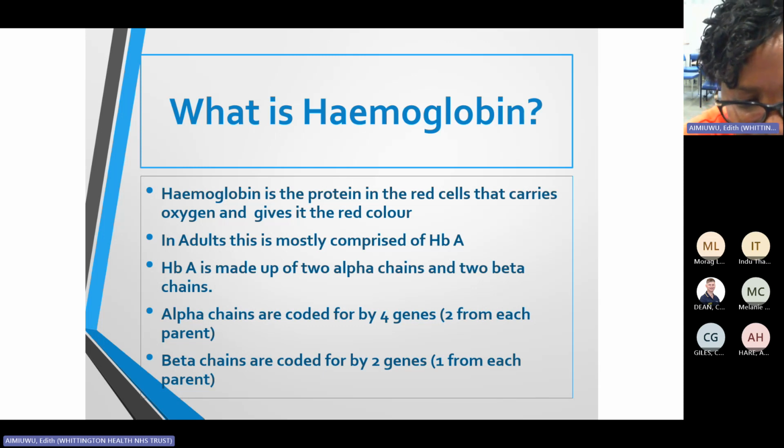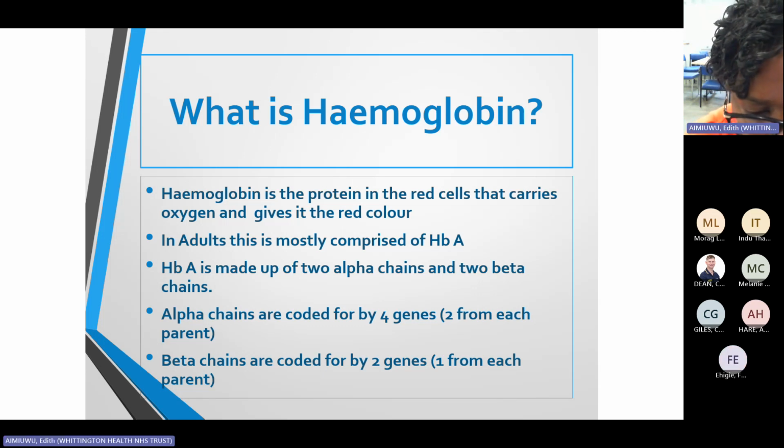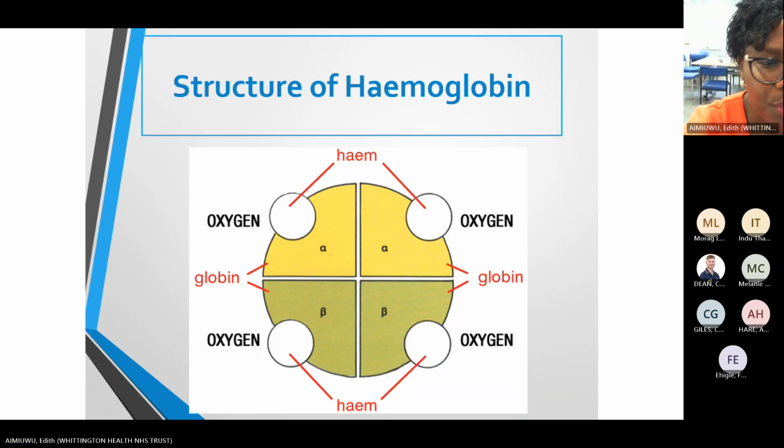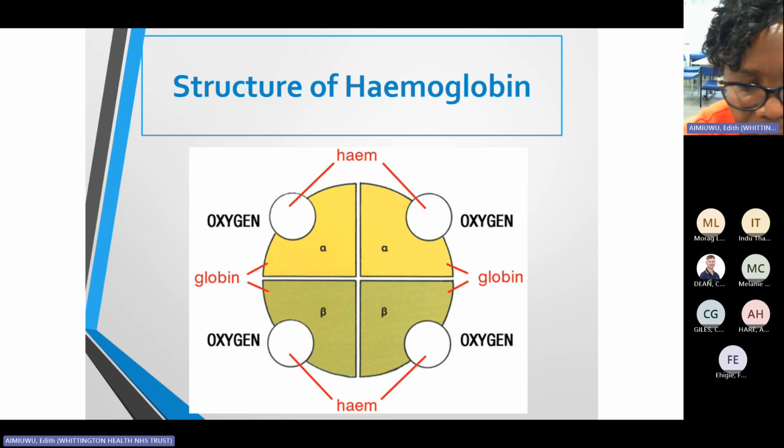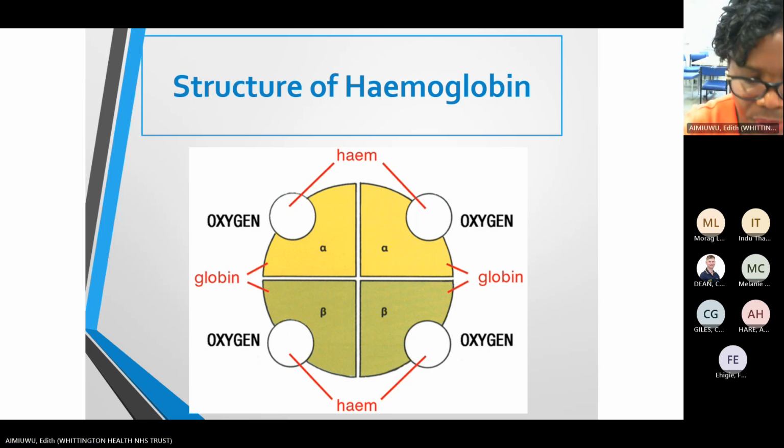Alpha chains are coded for by 4 genes, 2 from each parent. Beta chains are coded for by 2 genes, 1 from each parent. This is the structure. You can see the hemoglobin which carries oxygen, the 2 alpha and 2 beta.